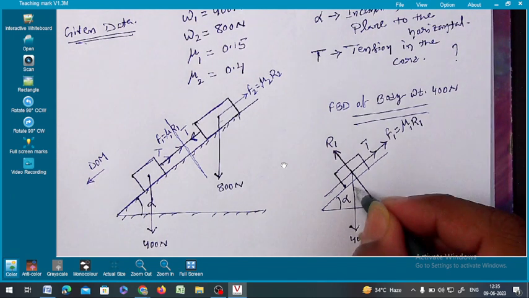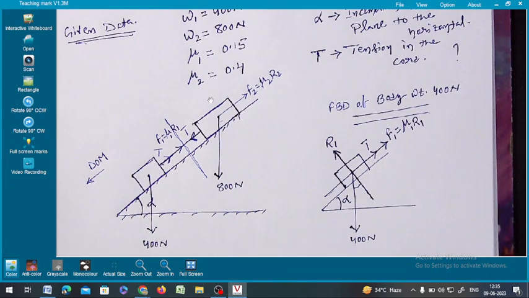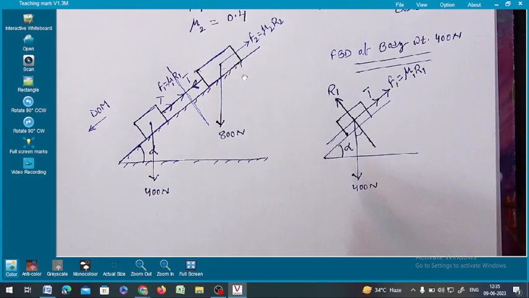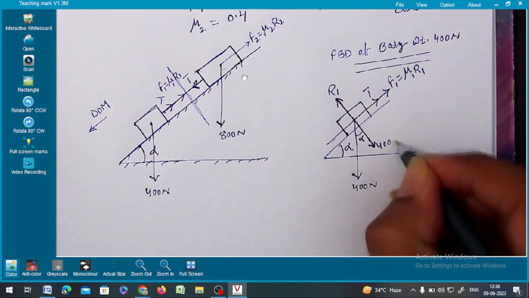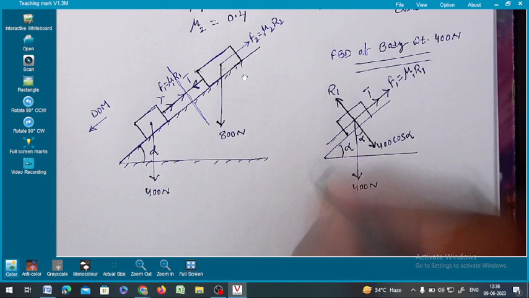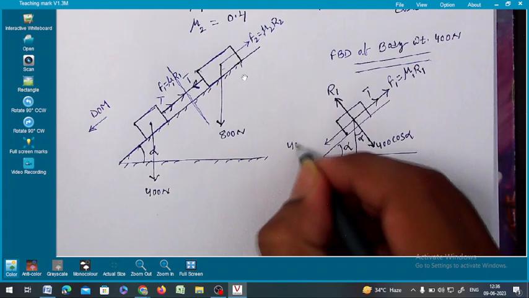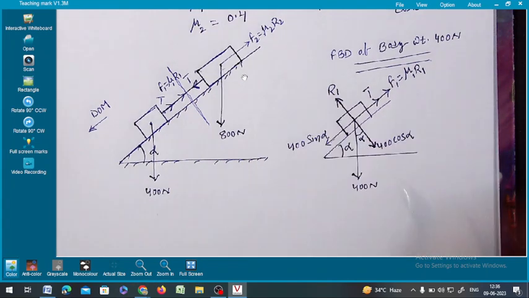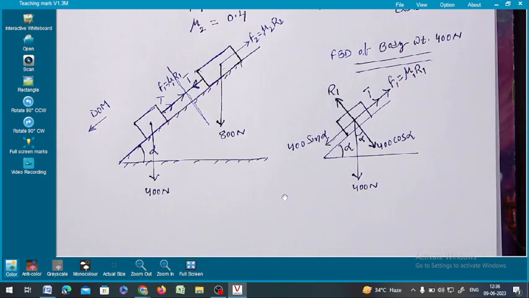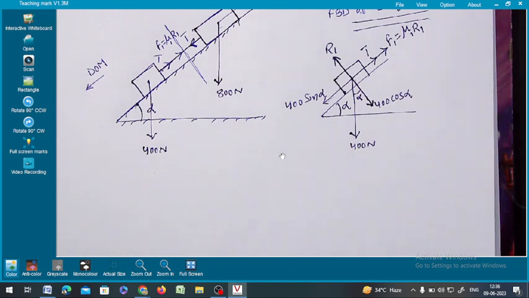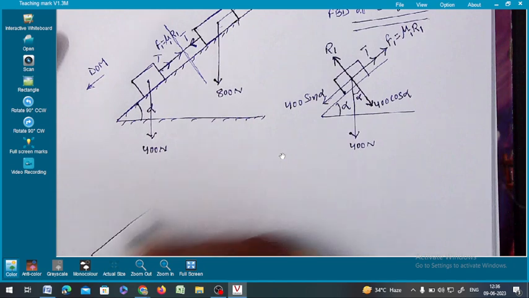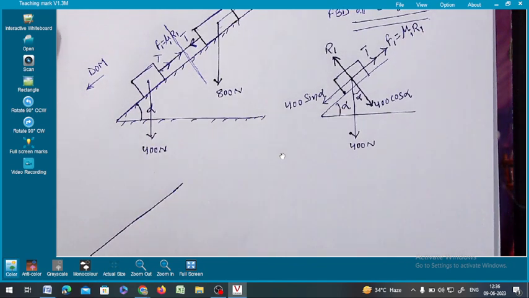Now, if this is alpha, what is this angle? Alpha. Then what is this component? This is an outward force. So this will be 400 cos alpha, and this will be 400 sin alpha. Are there any other forces? No. Now let us go for the second free body diagram.